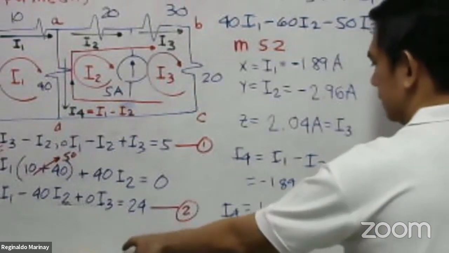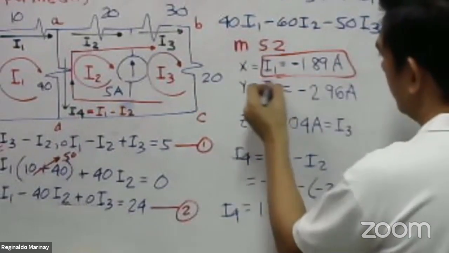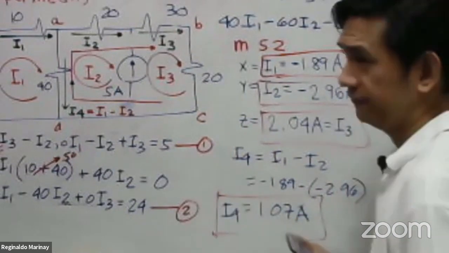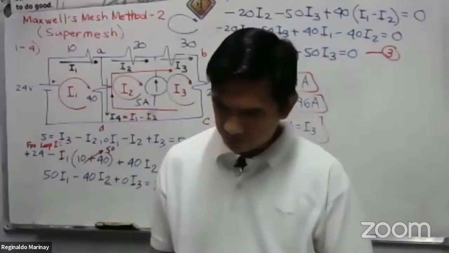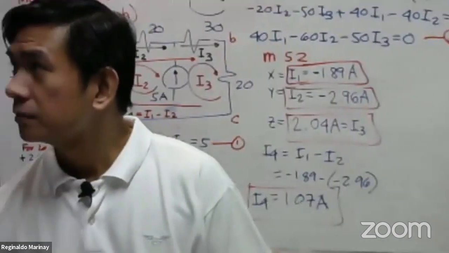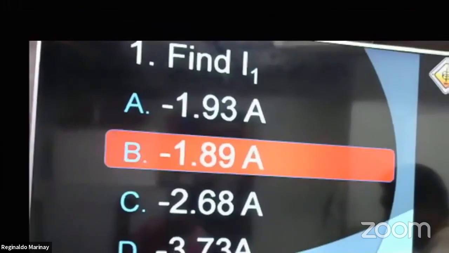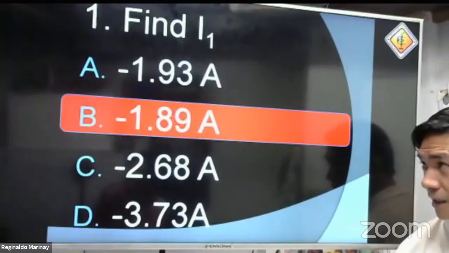Okay, so this is our I sub 4. We have our I sub 1, I sub 2, I sub 3, then our I sub 4. Let us have first our I sub 1 here. Our I sub 1 is negative 1.89. So, what letter is negative 1.89 here? The answer will be letter B. So therefore, that's checked. We are correct.